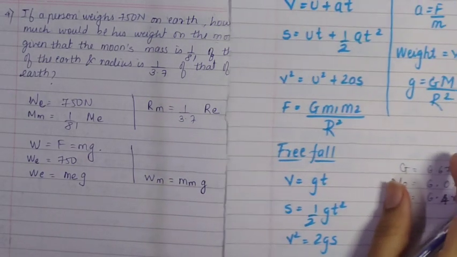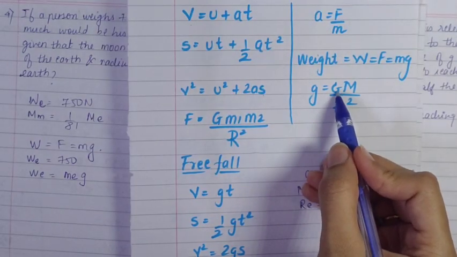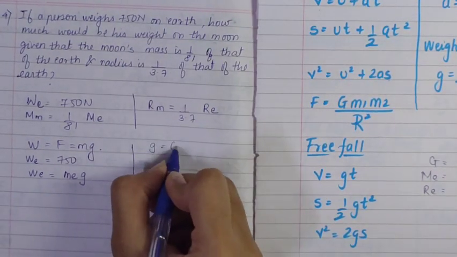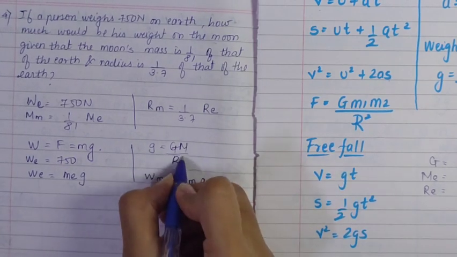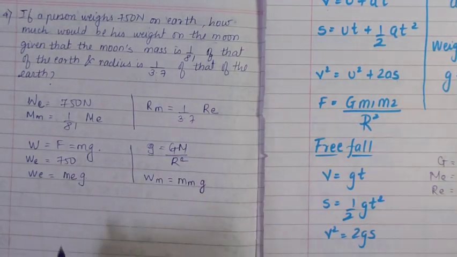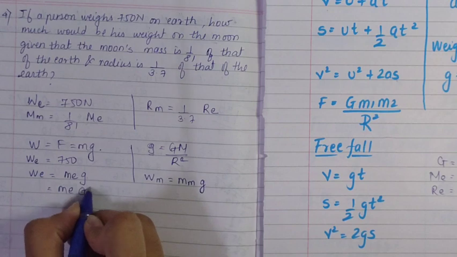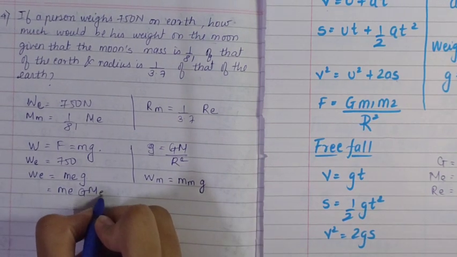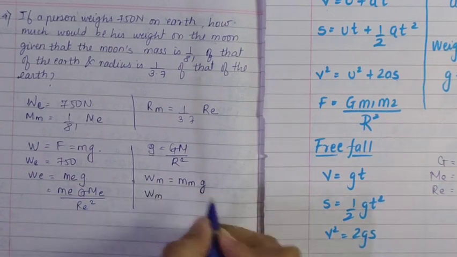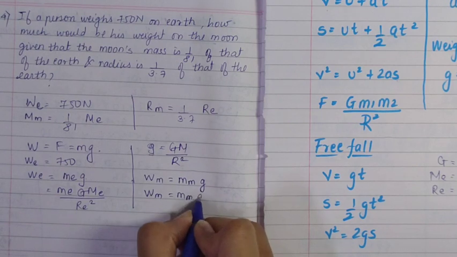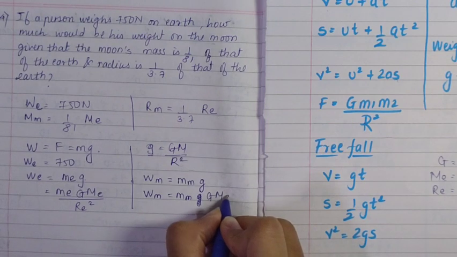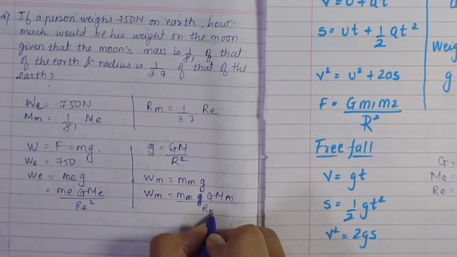Now the next formula we are going to use is G is equal to capital G capital M upon R square. So let's write down here that G is equal to capital G capital M upon R square. Now you can substitute this G in both of these formulas. For Earth it is G M E upon R E square. For moon, for G we are going to substitute G M M upon R M square.